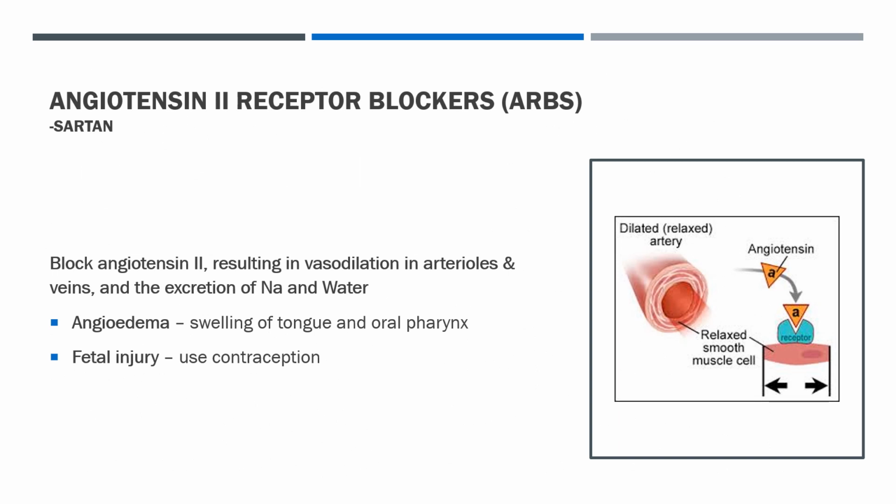Angiotensin 2 receptor blockers are also called ARBs. These end in sartan, so losartan and valsartan are your examples. These block angiotensin 2, resulting in vasodilation in arterioles and in the veins, and therefore also excretion of sodium and water. So angioedema can also occur with ARBs, and also fetal injury. So we need to make sure that clients that are of reproductive age or potential are using a contraceptive if they are on an ARB.